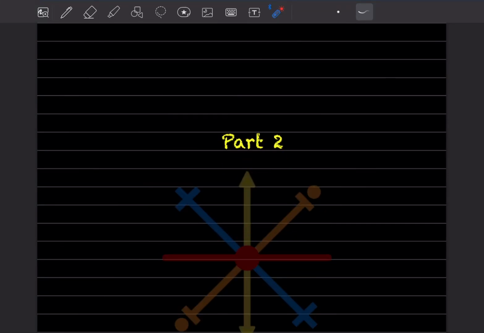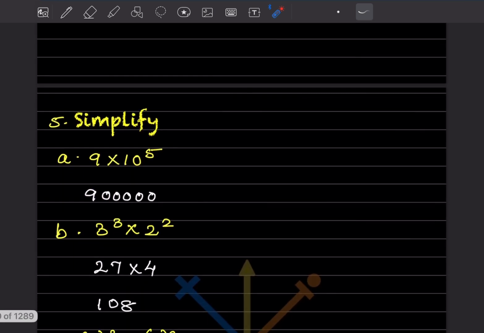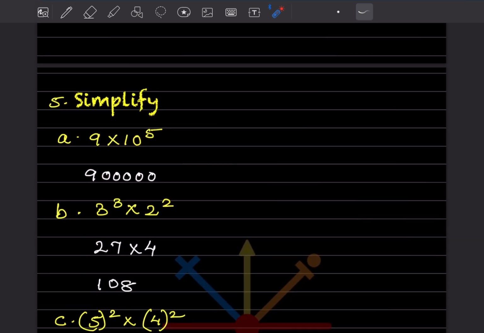So today we'll do part 2. In that, we'll see, we have already done some questions. We'll start with question number 5. This is for exercise 5.1.